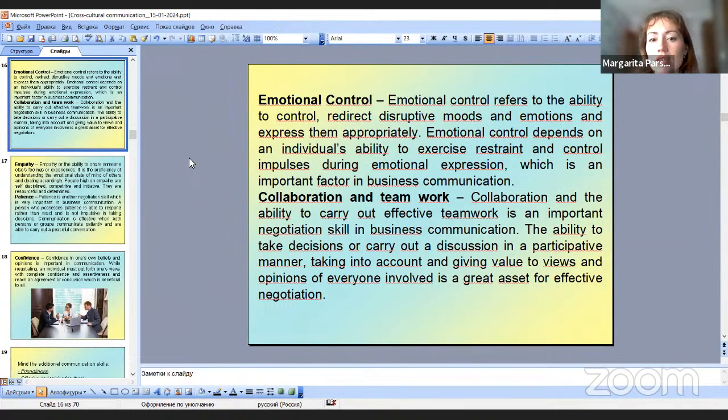The ability to take decisions when we're working in teamwork. We must not be passive in this process. We must be active and ready to take decisions, to carry out discussion, to hold this discussion, no matter what the point of the discussion is.